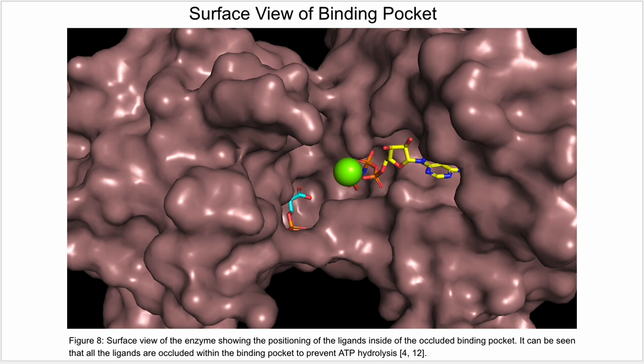Here in figure 8 is an image showing the surface view of the binding pocket. The enzyme conforms to the closed conformation once both substrates, ADP and 1,3-biphosphoglycerates, are bound to the active sites. It can be observed that the active site is mainly occluded within the enzyme, causing the ligands to be tucked away inside of the binding pocket. A reason for this is to protect the ATP molecule from hydrolysis.